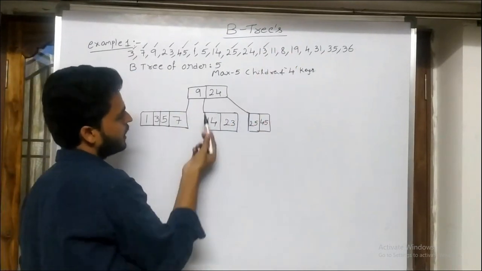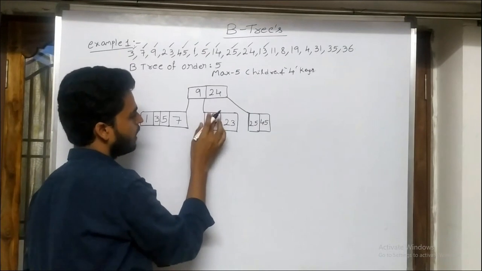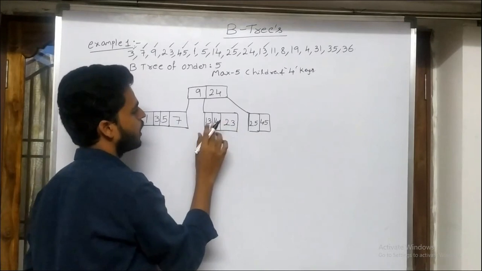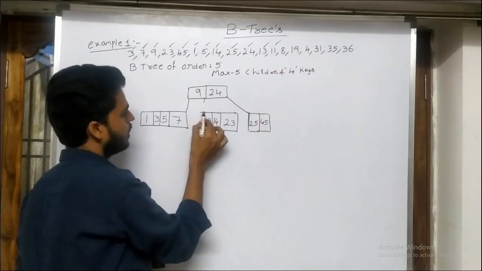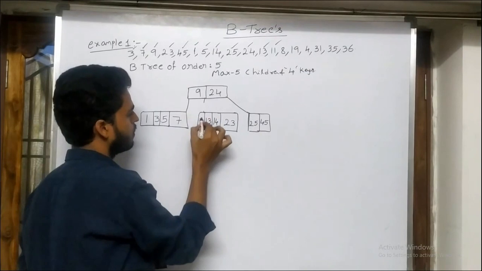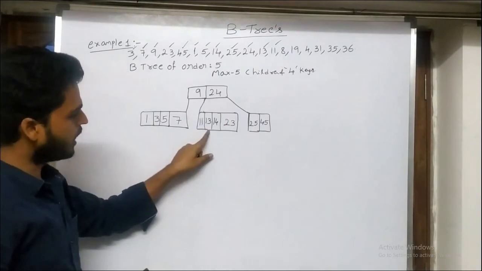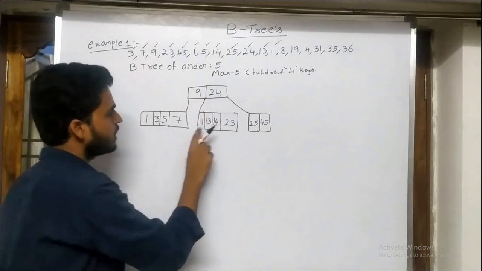13 will be inserted. 13 is greater than 9 and less than 24. So surely I will add here, 13, 14. There is no problem. Next I got 11. 11 will be inserted here. So after insertion of 11, why I have inserted here? It is because greater than 9 and less than 24. After inserting there is no problem.